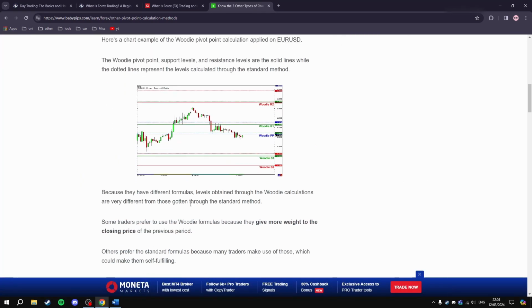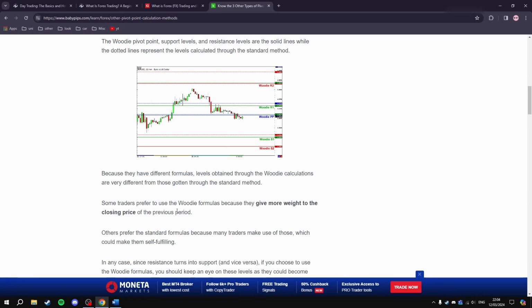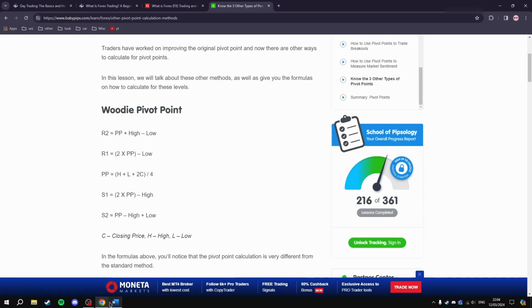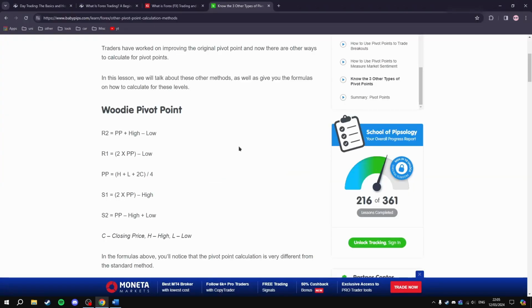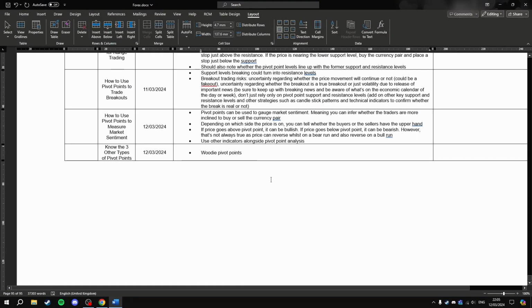Because they have different formulas, levels obtained through the Woodie calculations are very different from those gotten through the standard methods. Some traders prefer to use the Woodie formulas because they give more weight to the closing price of the previous periods. So Woodie pivot points: there's no resistance 3 or support 3 calculations.